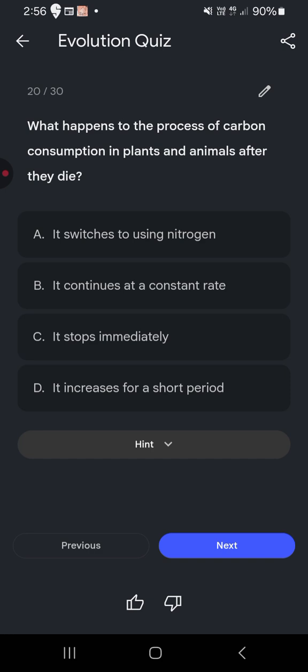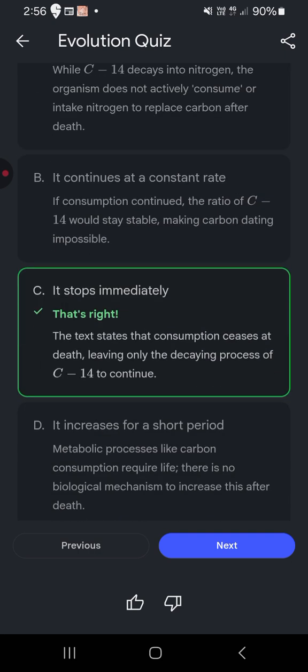What happens to the process of carbon consumption in plants and animals after they die? It stops immediately. Consumption ceases at death, leaving only the decaying process of C14 to continue.